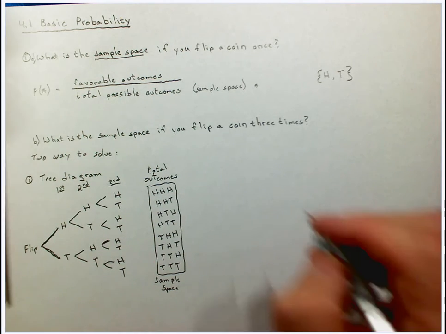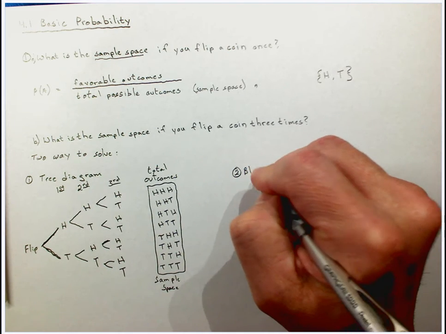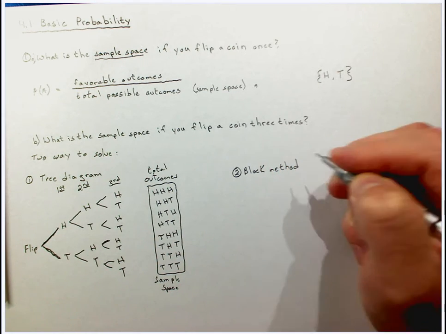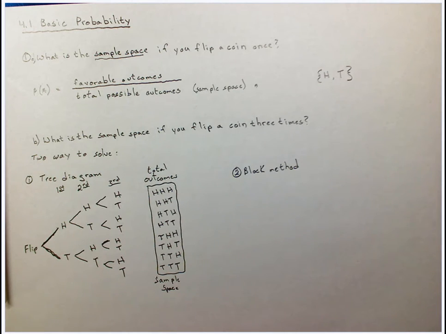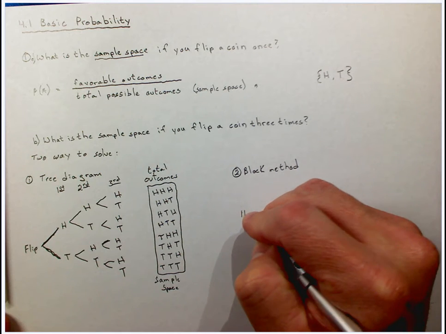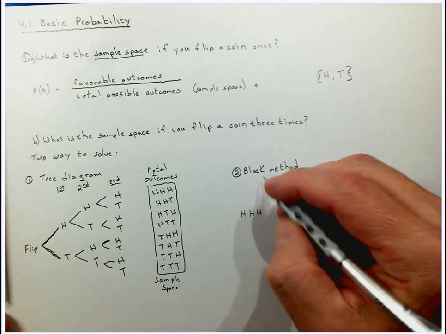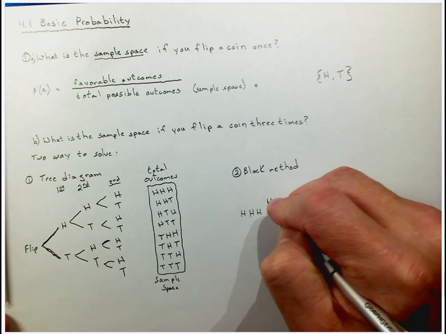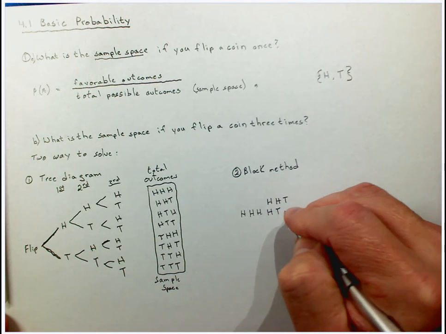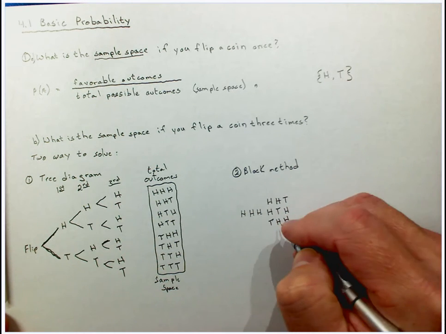Or you can do it another way, and I don't know what this is called. We'll just call it the block method, because it kind of looks blocky whenever you get done with it. I pick one of them to start with, and for instance I'll start with heads, heads, heads, and what I'm going to do is add in a single tail during my flips, and I rotate the position of that tail through those heads.